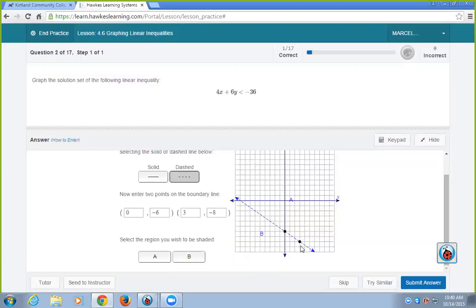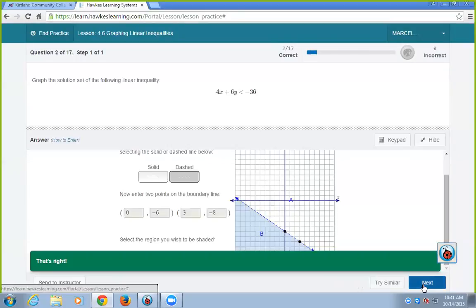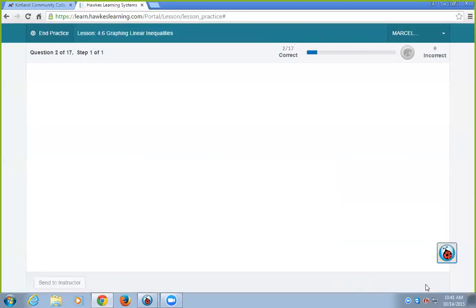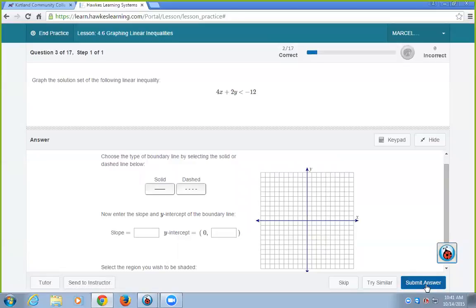So where do I shade? Below the line, so B again. And check it, 0 in there. I get 0 plus 0 is 0. 0 is not less than negative 36, so I shaded B, so I shaded it correctly. Okay, what do you think? Getting the idea? Hopefully. So let's skip this one because it's basically the same process.